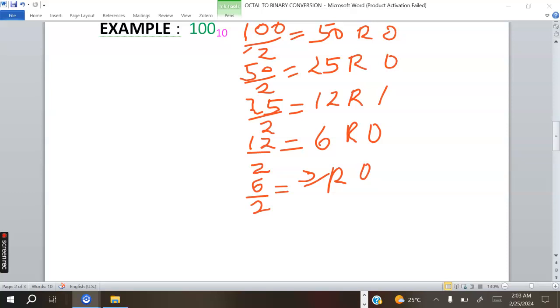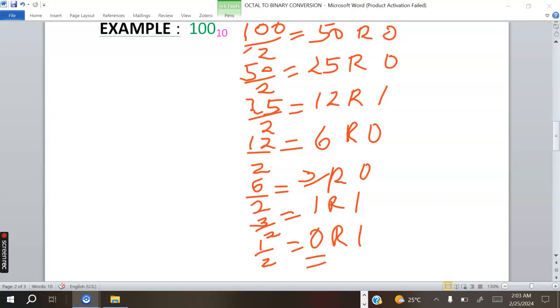Then the 3 divided by 2, which is a 1, remainder 1. And lastly, 1 over 2, which is 0, remainder 1. Remember, whenever you get the quotient being 0, that is the end of your calculation. So our quotient now is 0.